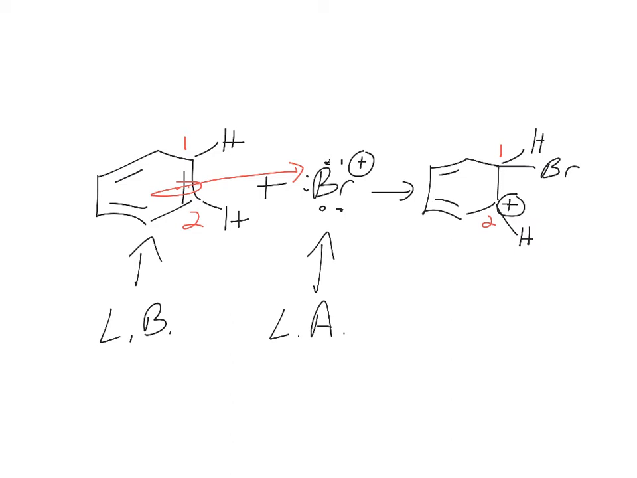All right, so Lewis base, Lewis acid, nucleophile, the pi bond's the nucleophile, the electrophile is bromine. Lewis base, Lewis acid, nucleophile, electrophile. One step nucleophilic attack, one of the mechanisms we learned.